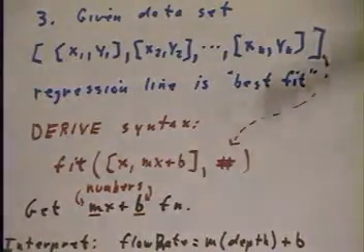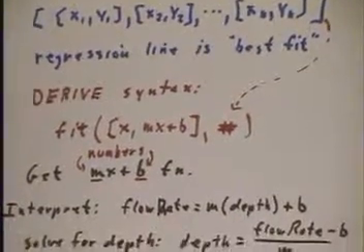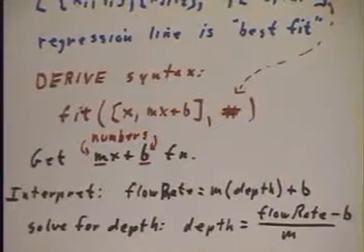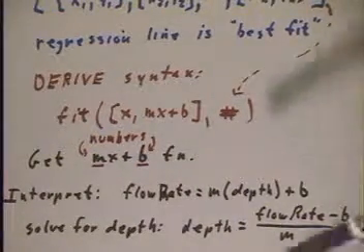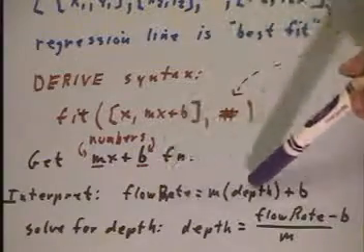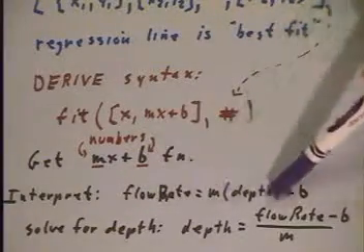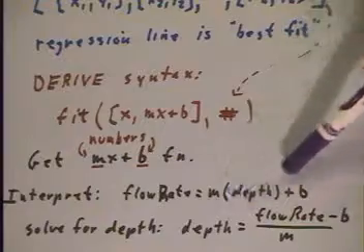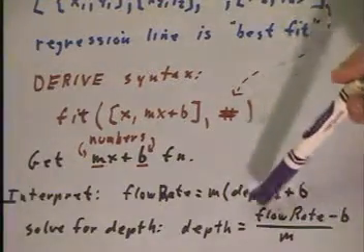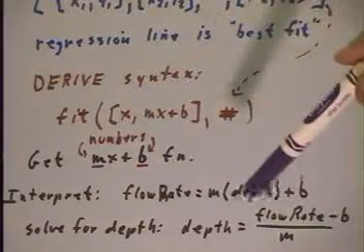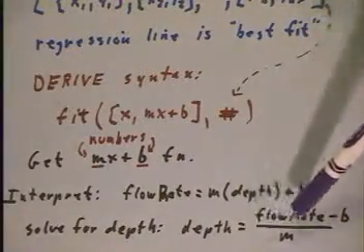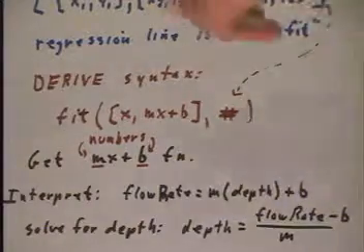When we approximate this fit command, the interpretation of the fit in the context of this problem, which is flow rate versus depth, is that y is the flow rate and x is the depth, so y equals mx plus b becomes flow rate equals m times depth plus b. As we saw before, we could plug in depth and immediately get flow rate. We can turn things around and solve for depth so that we could plug in flow rate and get depth.